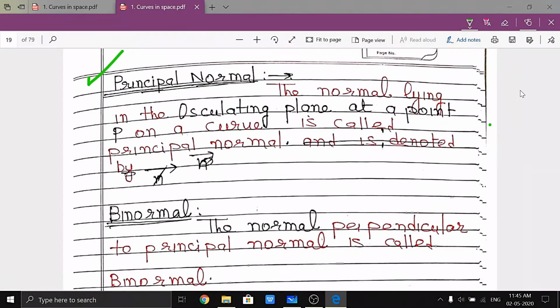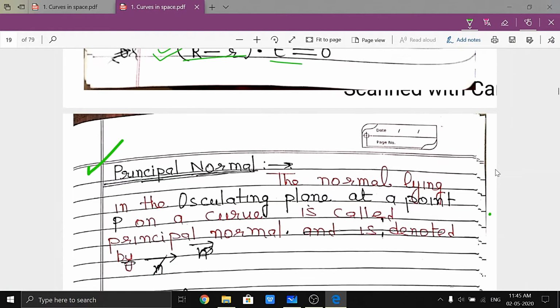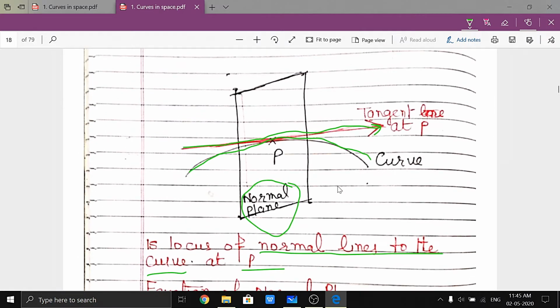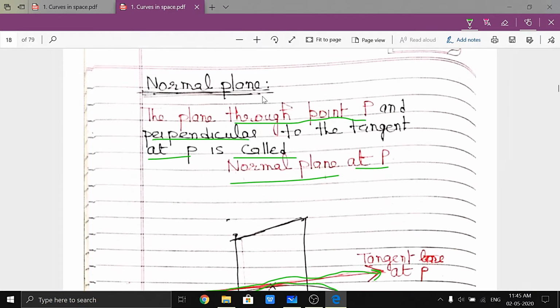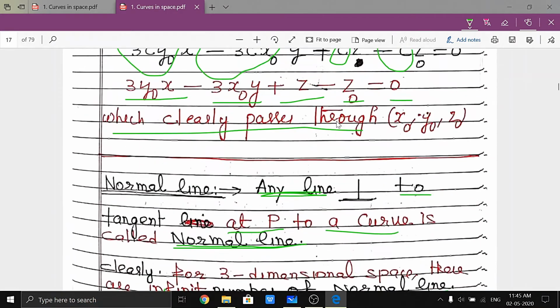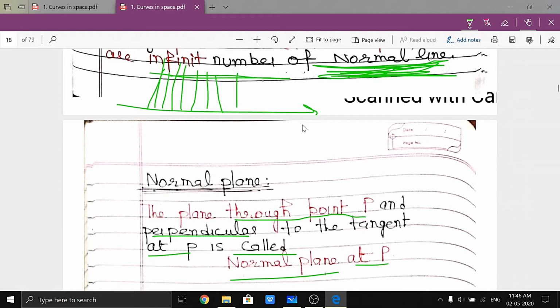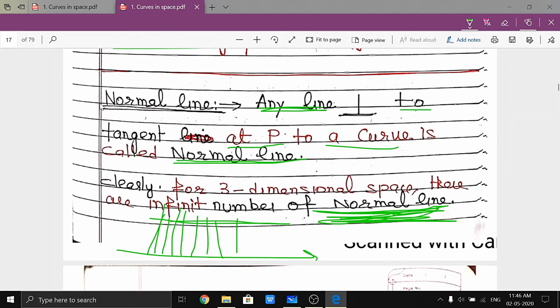In the previous lecture, we discussed the normal plane and the normal line. One is the normal plane and the second is the normal line. It is a line perpendicular to the tangent at point P. This is called a normal line.